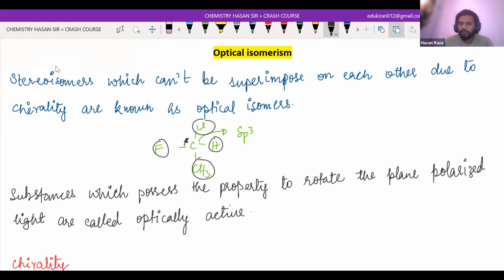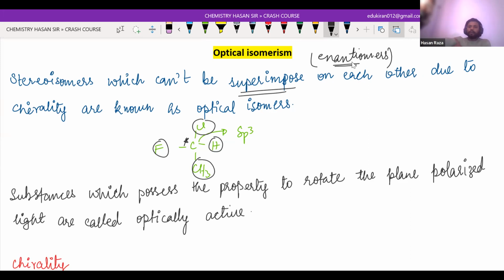So what is a stereoisomer? First of all, the compounds which cannot be superimposed on each other due to chirality are known as optical isomers. And these compounds which are not superimposable on each other are also known as enantiomers. Remember, the compounds which are not superimposable on each other are called enantiomers. Is that clear? And since they are not superimposable, that means they are optically active.